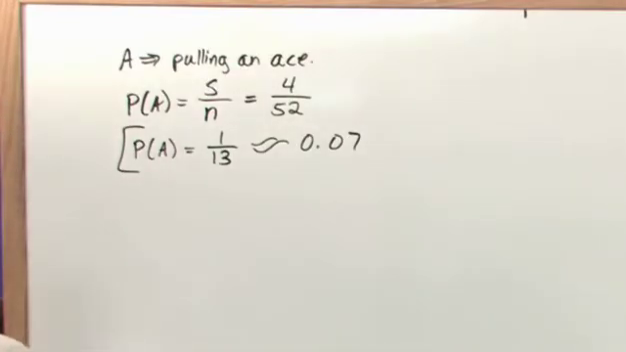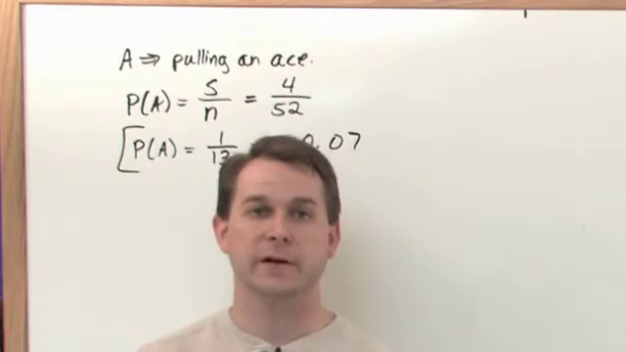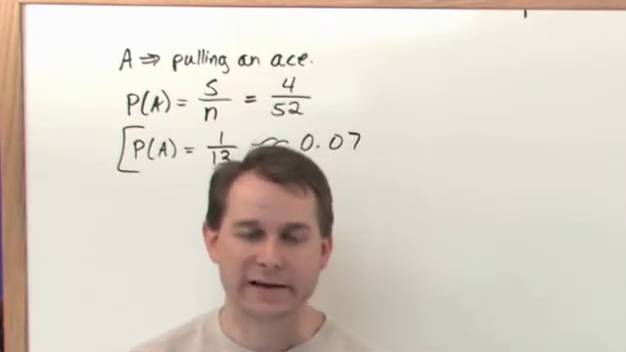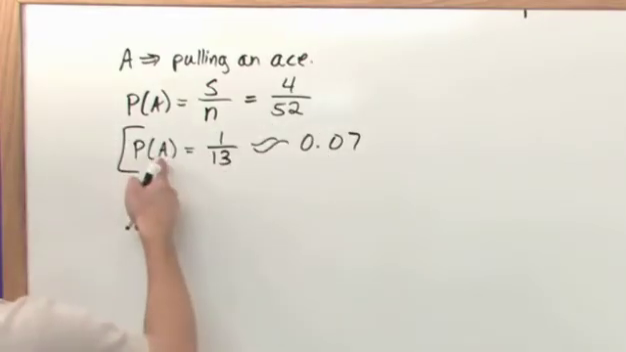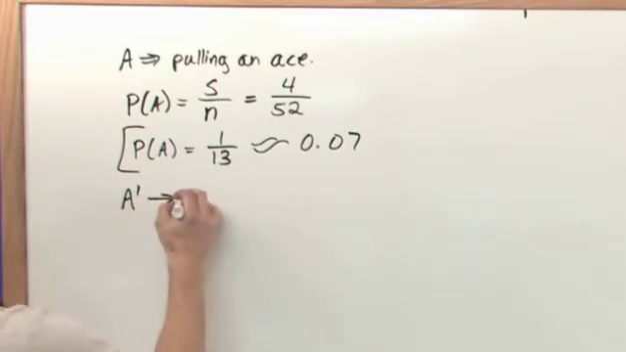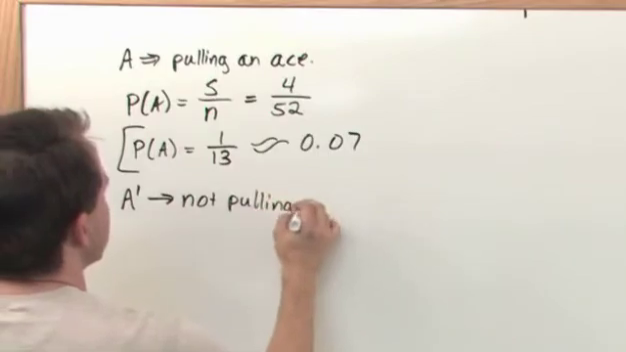Okay, so if we know what the probability of the event is, let me ask you this. As a follow-up question, what would be the probability of, on a single draw, not pulling an ace from a deck of cards? Not pulling an ace from a deck of cards. Well, the easiest way to do that is, if the probability of event A is pulling an ace, then A prime is not pulling an ace.